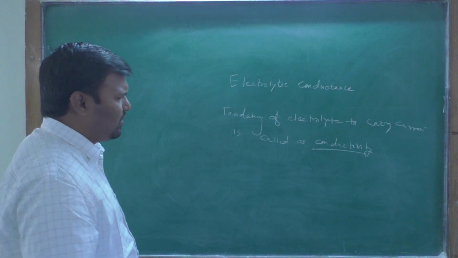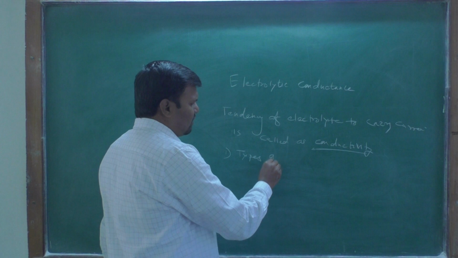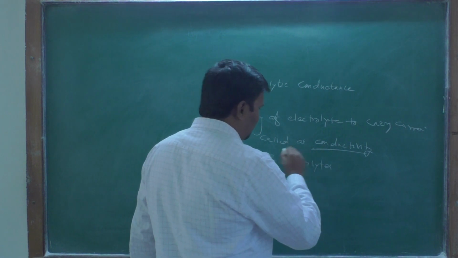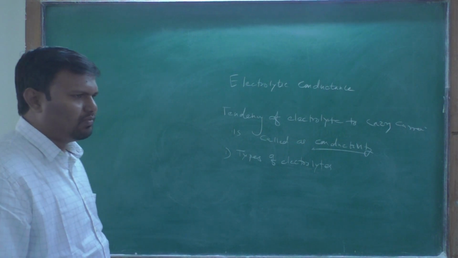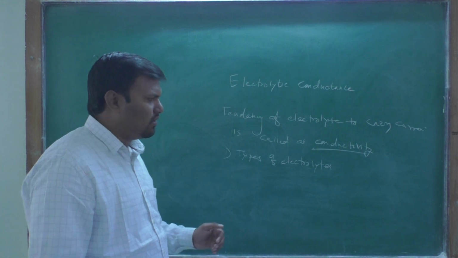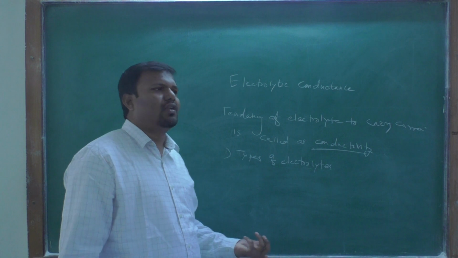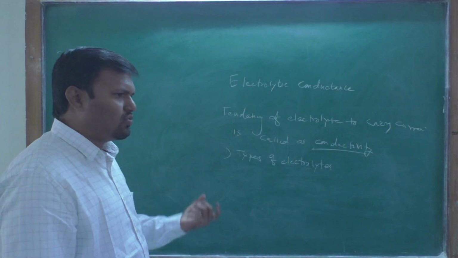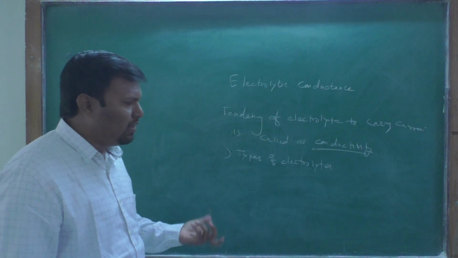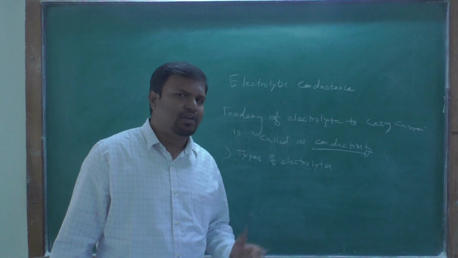Conductivity depends upon the types of electrolytes. Types of electrolyte means whether your salt is a strong electrolyte or a weak electrolyte. If strong electrolyte, what does it mean? A strong electrolyte dissociates almost completely.